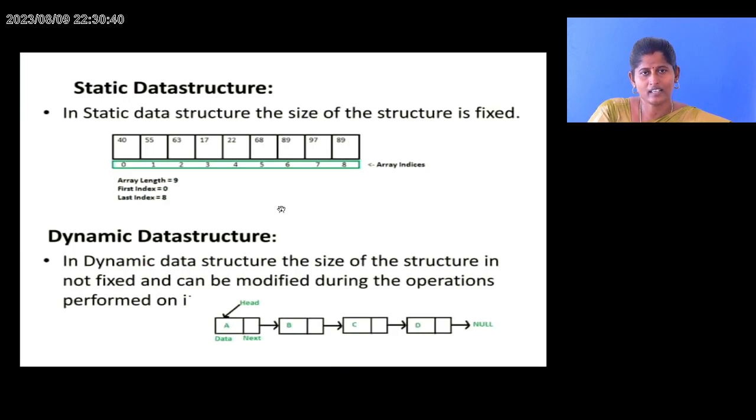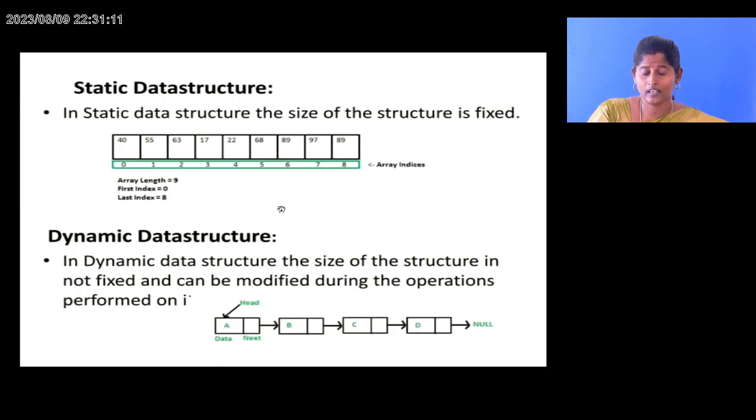In a static data structure, or otherwise the array data structure, the elements are stored in a sequential manner. But in a dynamic data structure, the data is not in a continuous memory location. They may be arranged in different locations. We need to use a pointer variable to fetch the next elements. In a dynamic data structure, the size of the data structure is not fixed and can be modified during the operations performed on it.